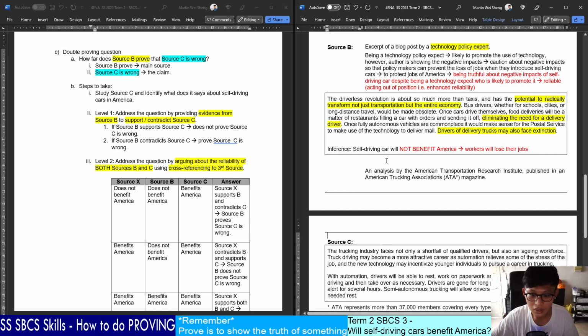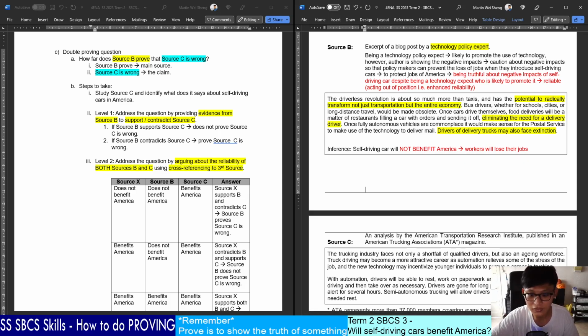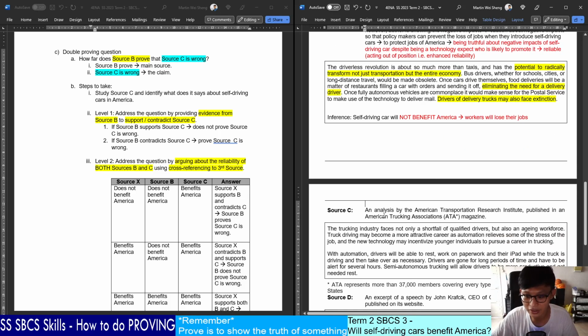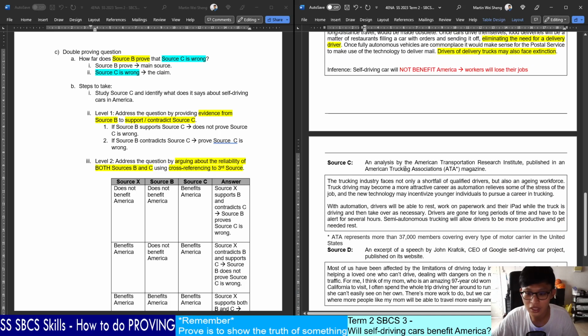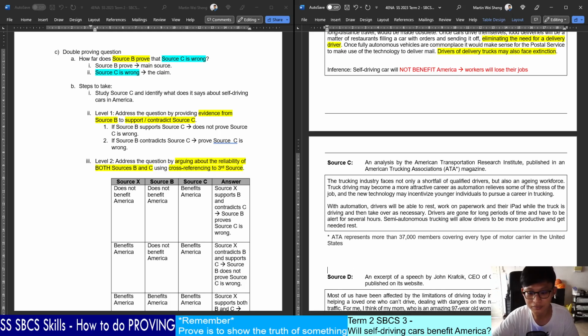So if we look at source C, source C is an analysis by the American Transportation Research Institute, published in the American Trucking Association. Over here source C says that the trucking industry faces not only a shortfall of qualified drivers, but also an aging workforce. So truck driving may become a more attractive career as automation relieves some of the stress of the job. So automation makes the job more attractive. Then the technology may incentivize younger individuals to pursue a career in trucking.